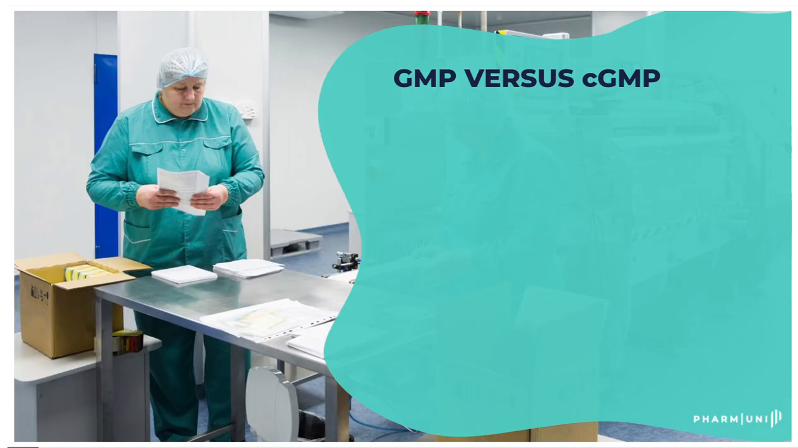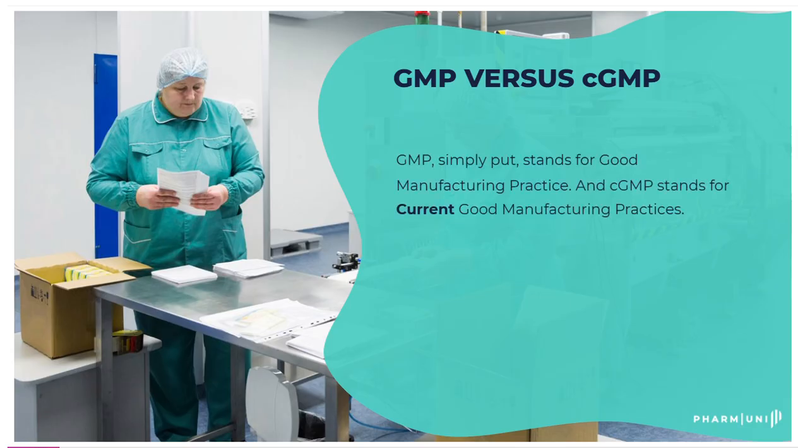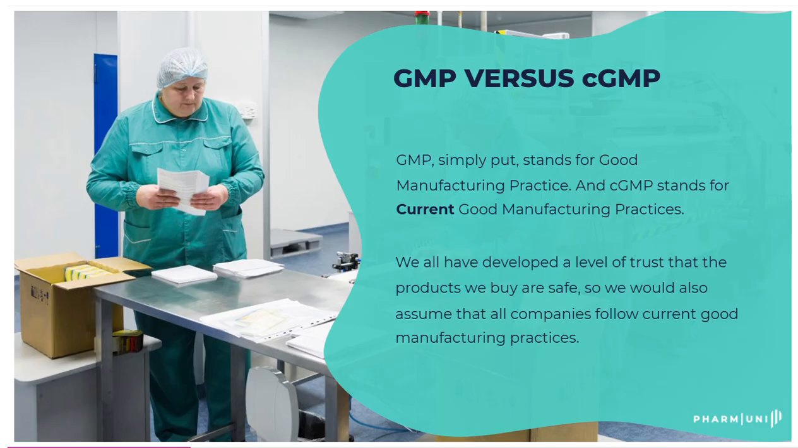GMP versus cGMP. GMP, simply put, stands for Good Manufacturing Practice. And cGMP stands for Current Good Manufacturing Practices. We all have developed a level of trust that the products we buy are safe, so we would also assume that all companies follow current good manufacturing practices.